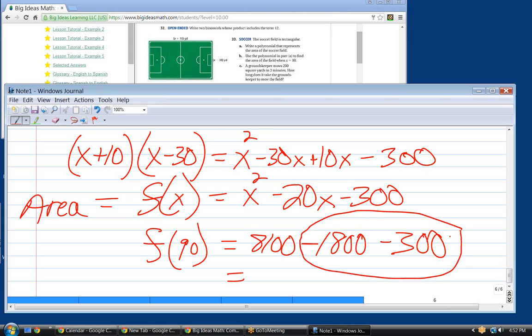What is that part equal to? That part is equal to negative 2100. Now do you see why it's easy to do if you do that part first? What's 8100 minus 2100? There's the 2100. 81 minus 21 is 60. So 6,000.